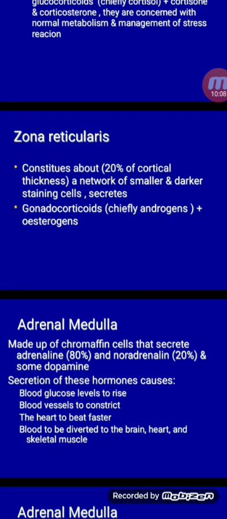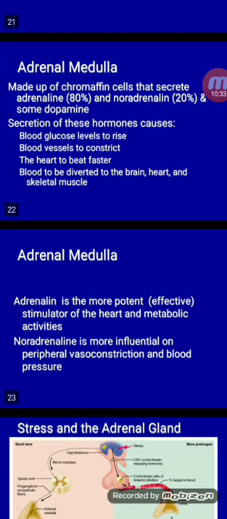The zona reticularis constitutes about 20% of the cortical thickness. It is a network of smaller and darker staining cells, as you can see in the slides of the histology. It secretes gonadocorticoids, chiefly androgens and estrogens. The medulla is made up of chromaffin cells that secrete adrenaline 80% and noradrenaline 20% and some dopamine.